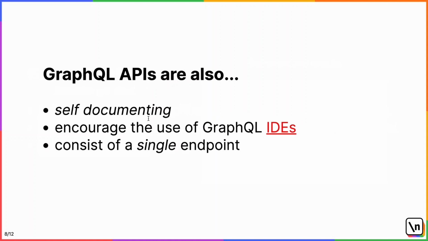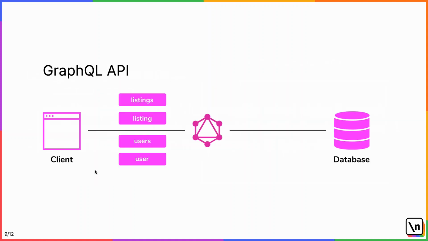GraphQL APIs are also self-documenting. They encourage the use of GraphQL IDEs, or integrated development environments. And GraphQL APIs also consist of a single endpoint. So for all the data that might be returned from a database or a server, everything is to be served within a single endpoint in GraphQL. Listings, a certain listing, users, a certain user, etc.